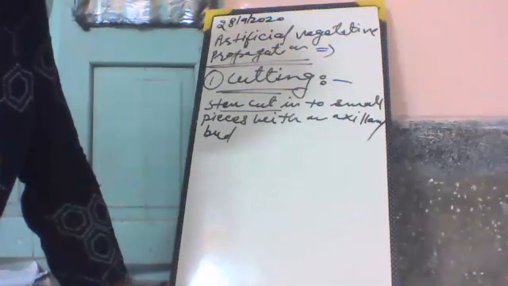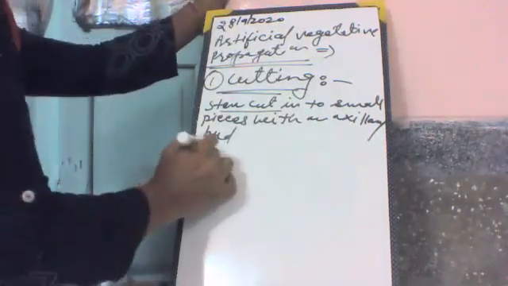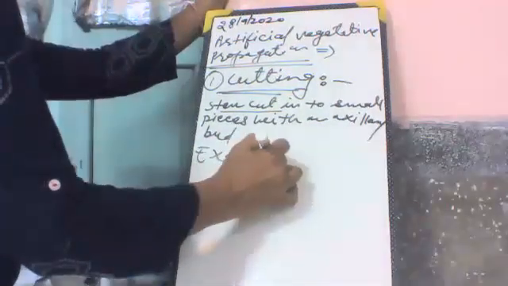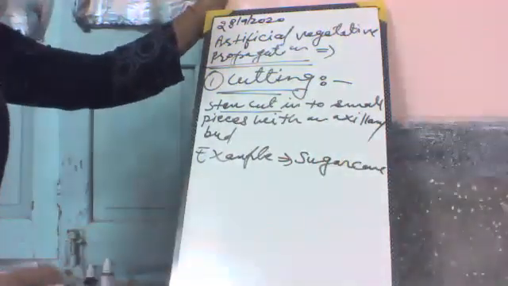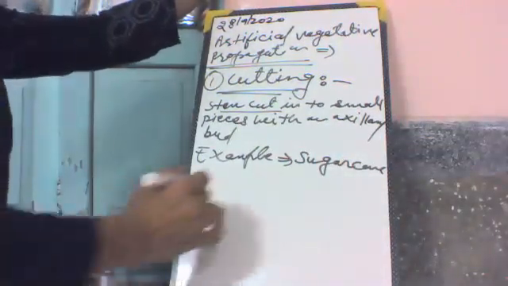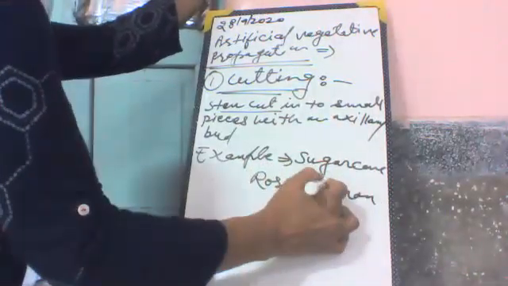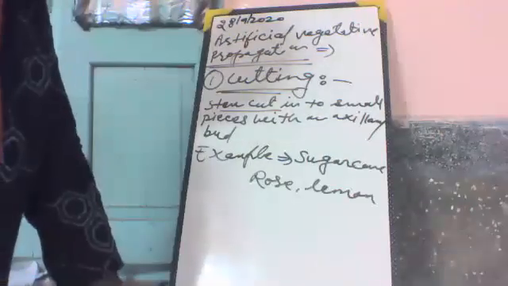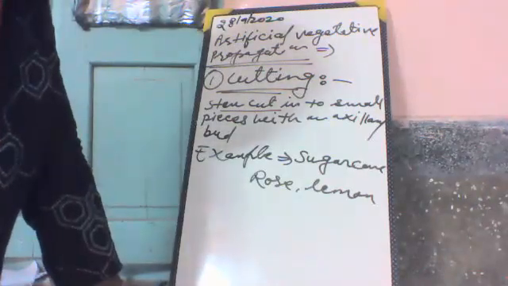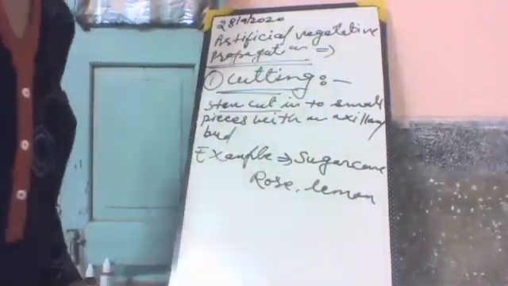This method is normally employed for propagating plants like sugarcane, lemon, rose, etc. This method is used in sugarcane, China rose, lemon, etc. Then layering is another artificial method.